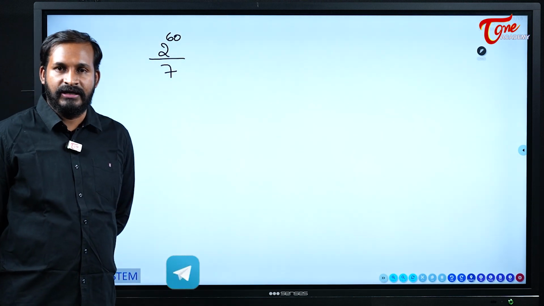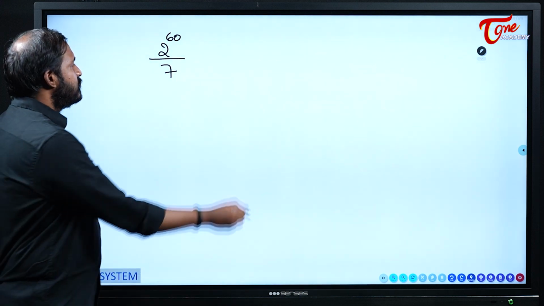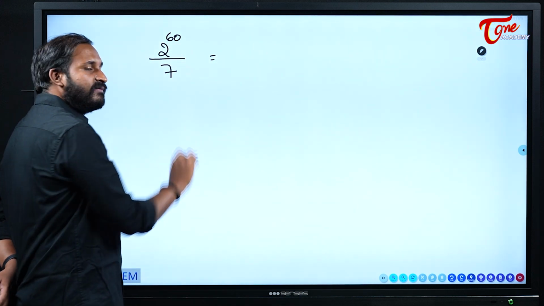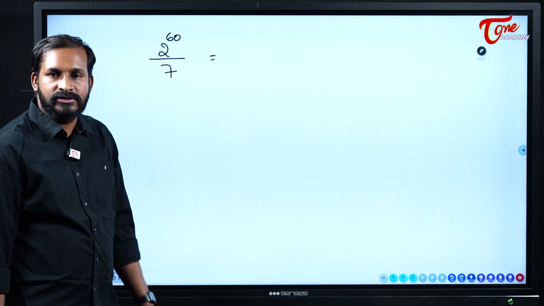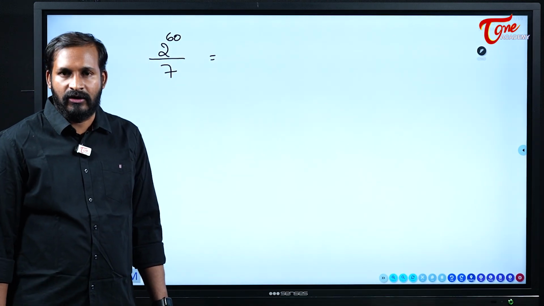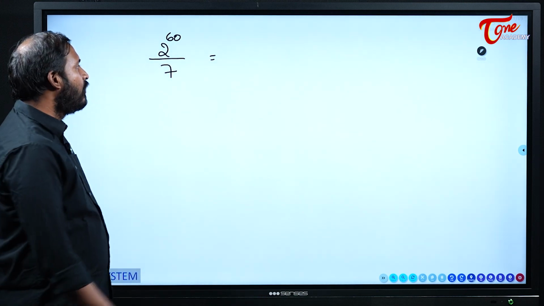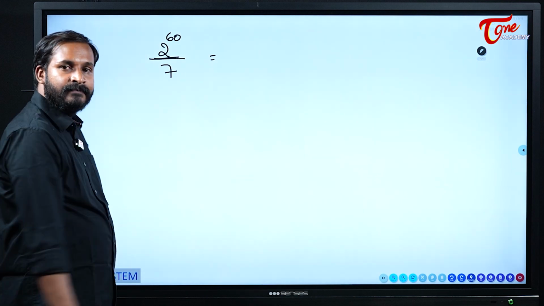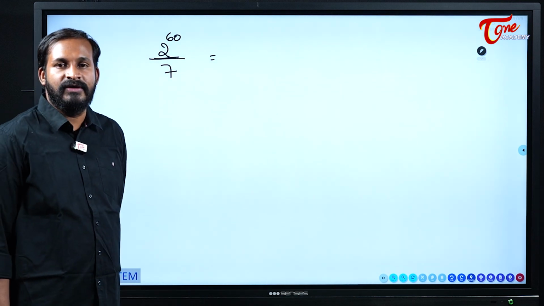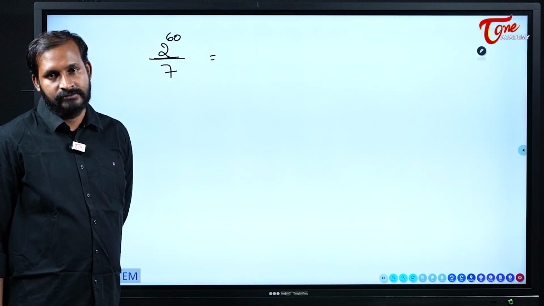Then how do I need to find the remainder for this one? So, simple. Actually speaking, the difference between 2 and 7 is 5. If you ignore the power and try to do the problem, it takes a lot of risk for us to solve this. But what I can do is check the power of 2 which is nearer to 7. Which power of 2 is nearer to 7? 2 cube is 8, right?